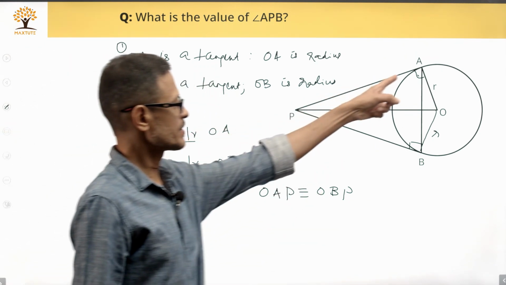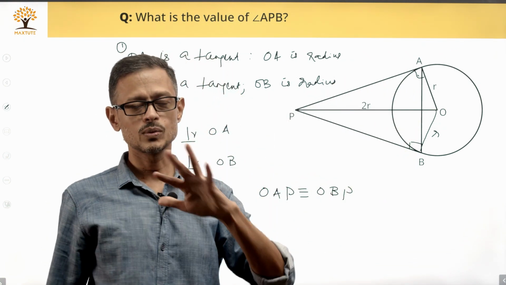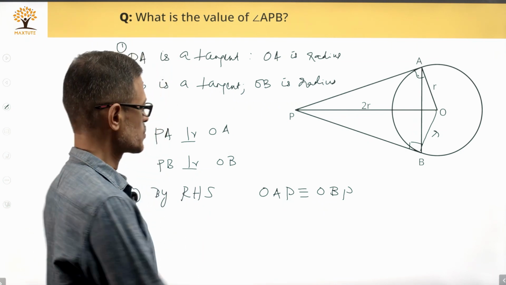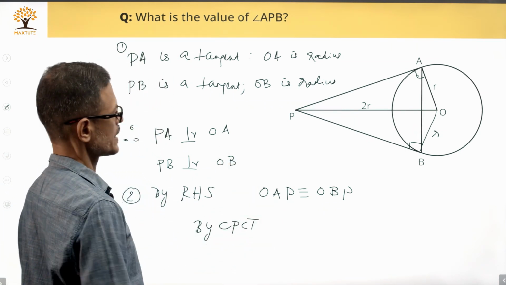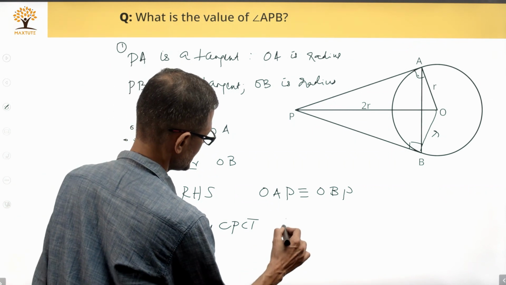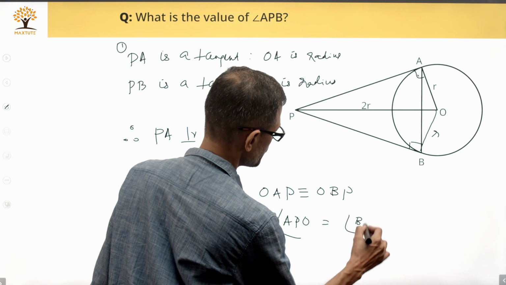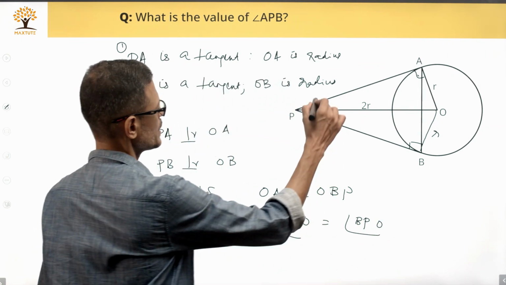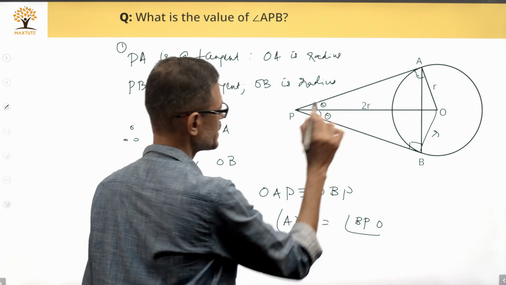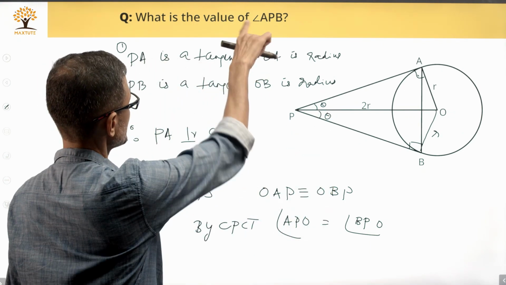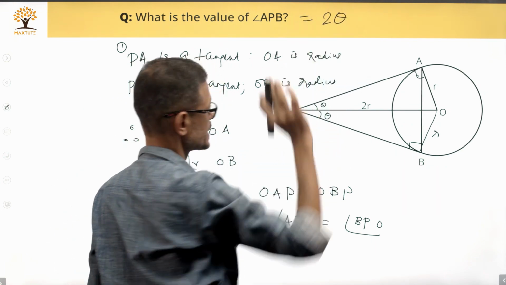So first we established that these two angles are 90 degrees. Subsequently, we established that these two triangles are congruent triangles. By corresponding parts of congruent triangles, we can say that angle APO is equal to angle BPO. If we call this angle theta, this will also be equal to theta. So what are we trying to find out? We are trying to find out angle APB, which is equal to 2 theta.